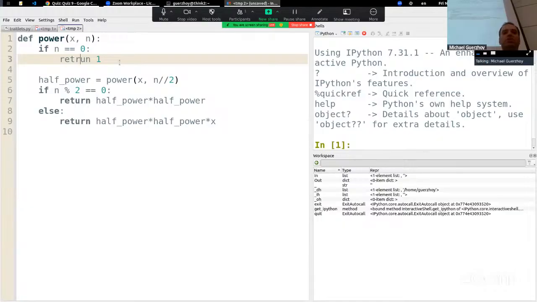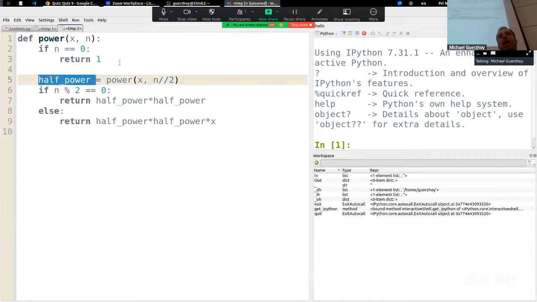Okay. So that is what we wrote. And if you remember, that was also logarithmic. So what they mentioned is that if you don't do this trick where you just compute the half power once, it would be different.